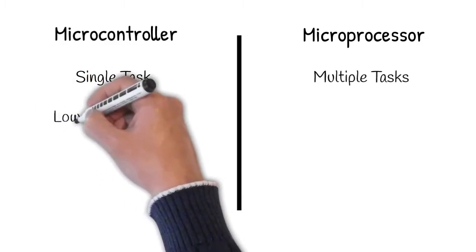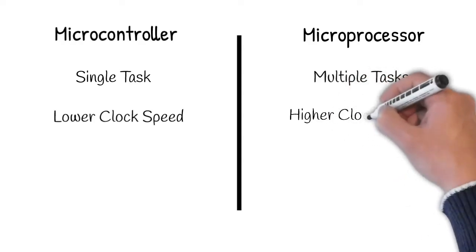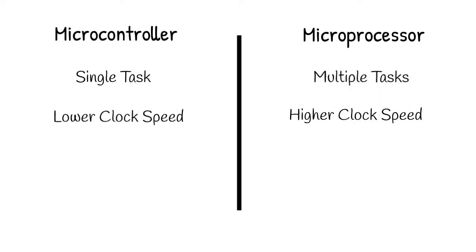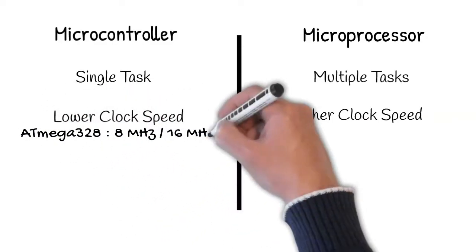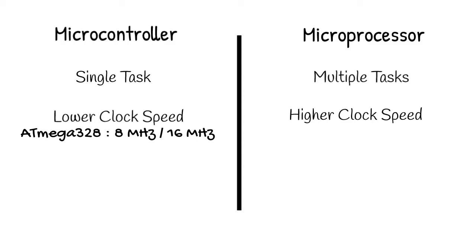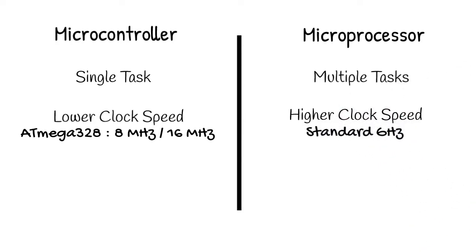And because of the simple operations, its clock speed is on a lower scale than a processor. For example, the Atmega 328 controller that is on the Arduino board has a built-in clock speed of 8 megahertz, or 16 megahertz when a 16 megahertz oscillator is applied on it. Whereas the microprocessor has a higher clock speed ranging in gigahertz, that is 1, 2.6 or 3.2 gigahertz.